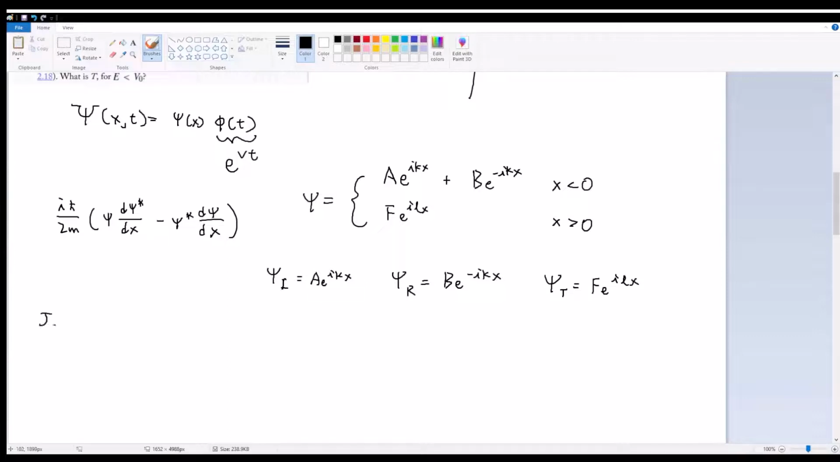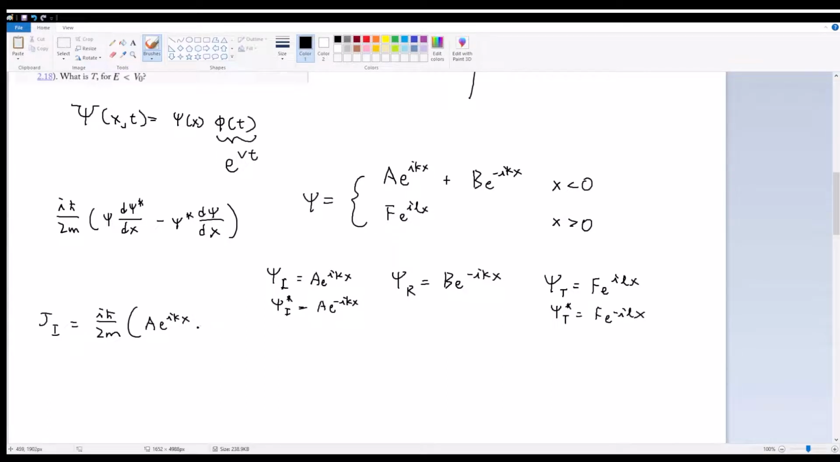So J incident is going to equal i h bar over 2m times a e to the i kx times the derivative of the complex coefficient. So let's also just write the complex conjugates. psi incident star is equal to a e to the negative i kx, and psi t star is equal to f e to the negative i lx. So this is going to be multiplied by d psi star by dx.